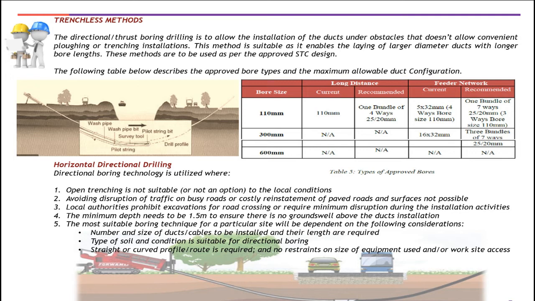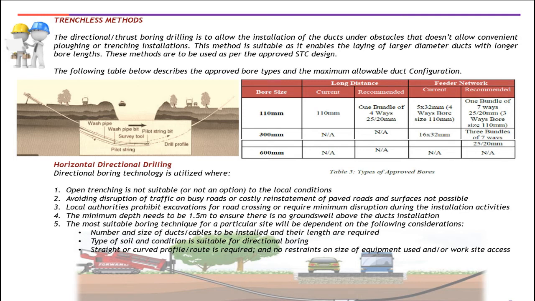Trenchless method should only be considered in situations where trenching is not allowed without interfering with traffic, and where there is expensive repair work and reinstatement. So in the table, you can see the different bore sizes used in HDD and thrust boring for both the long distance and feeder networks. So we have 110, 300, and 600 mm bore sizes.